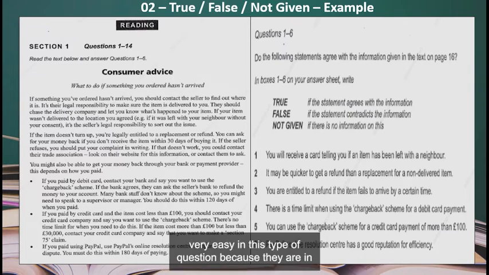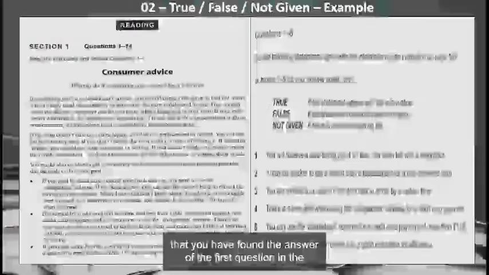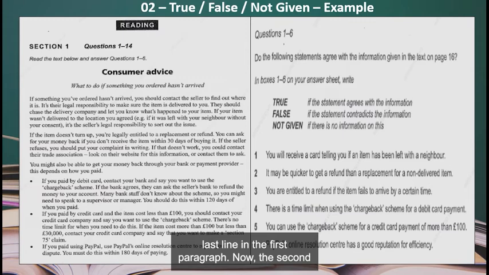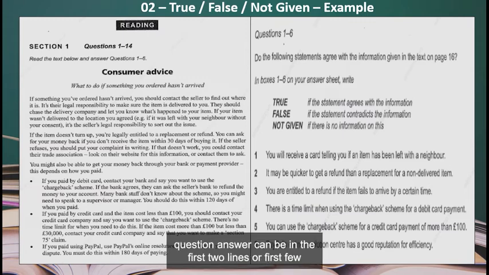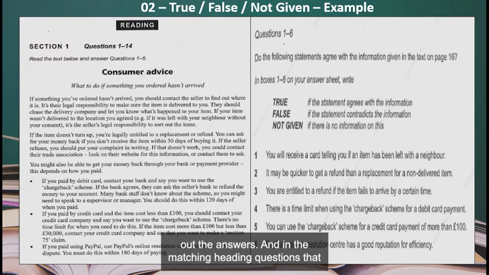Locating keywords is very easy in this type of question because they are in sequence. The first question is in the first paragraph, then the second question will be after that. It is impossible that you have found the answer of the first question in the last line in the first paragraph, and the second question's answer can be in the first few lines. That will never be the case. So this is quite easy to follow: you will be reading the passage from top to bottom and finding the answers.